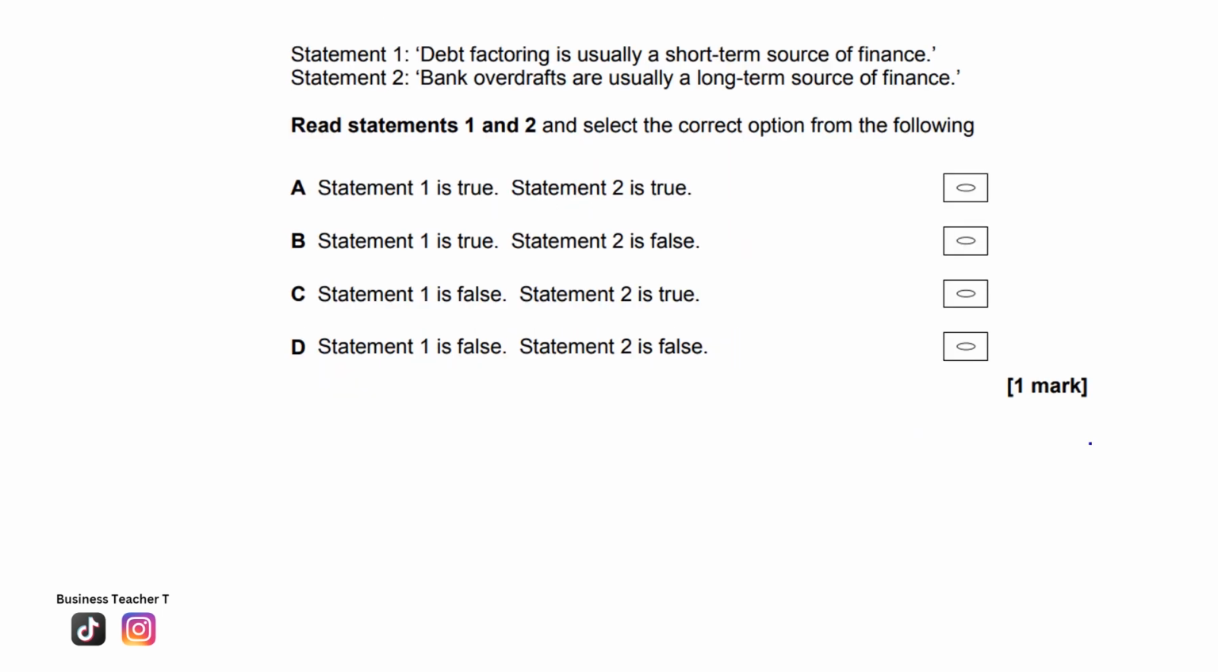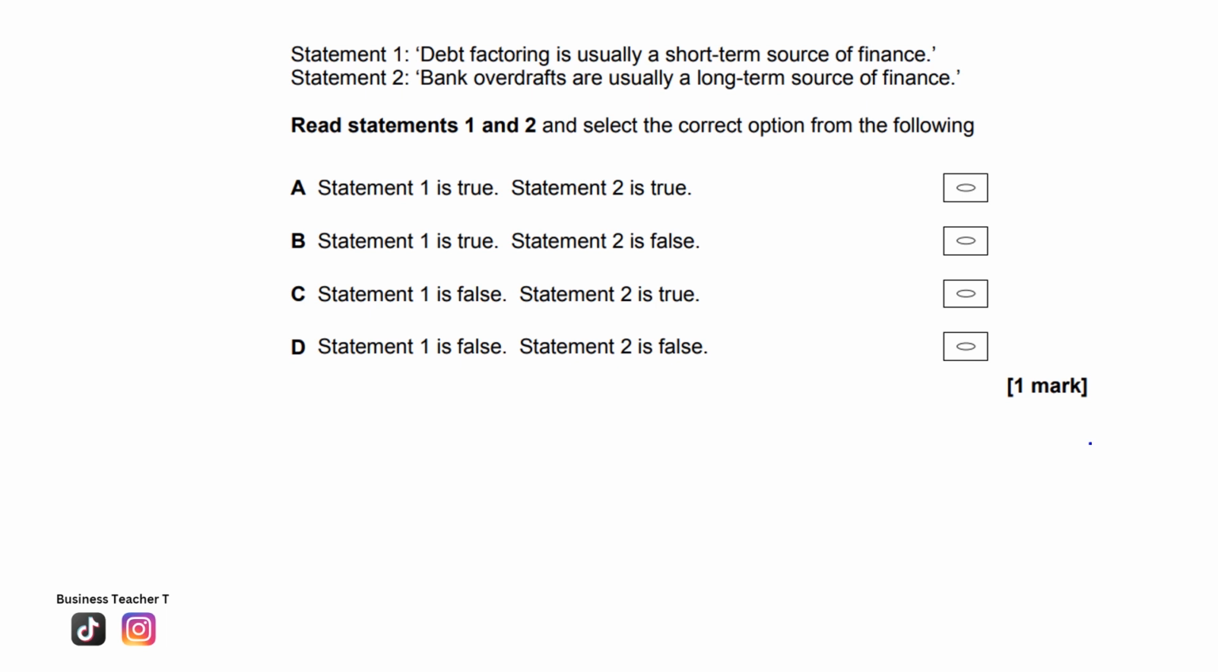Statement 1. Debt factoring is usually a short-term source of finance. Statement 2. Bank overdrafts are usually a long-term source of finance. Read statements 1 and 2 and select the correct option from the following.